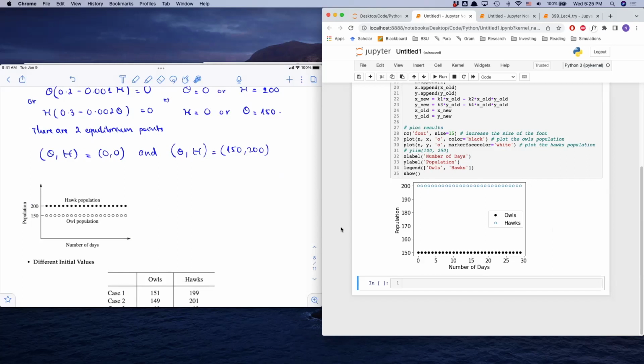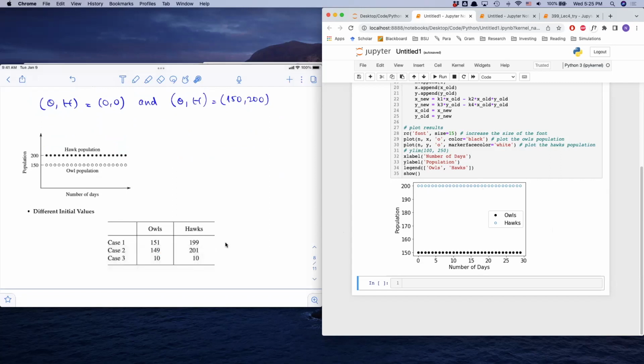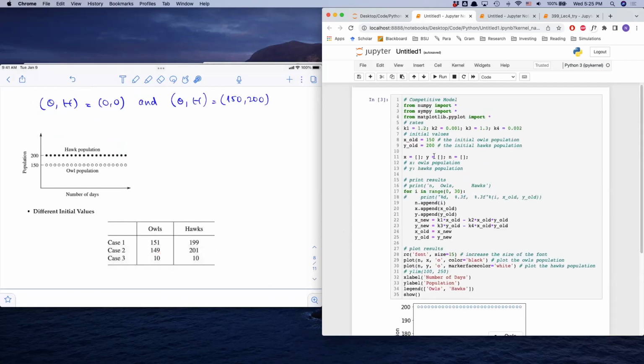Now again, we have 3 different cases here, and we see if we can draw any conclusions from these simulations or not. All right, so I'm going to modify the code here. The only thing that I modify is the initial values of the owl population and of the Hawk population. So I change this to 151 and this to 199. I run the code one more time, so shift enter.